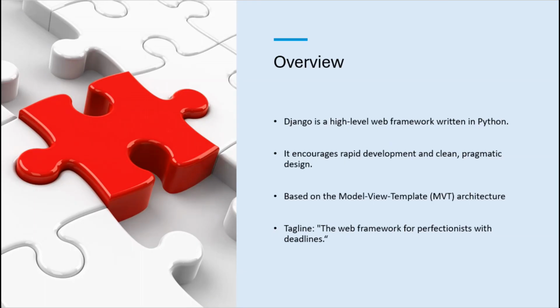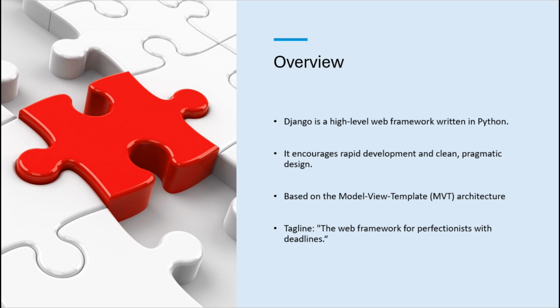Let's get started. So, a brief overview of Django. Django is a high-level web framework built using Python, designed to enable developers to create web applications both quickly and efficiently. What sets Django apart is its emphasis on reducing repetitive tasks and simplifying complex development processes, making it a popular choice for building robust, scalable applications.